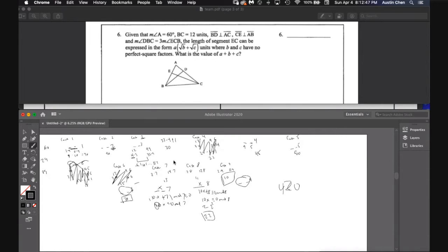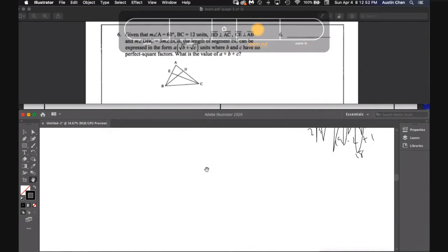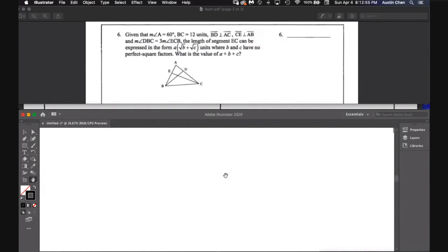Next problem, number 6. Given that measure A is 60 degrees, BC is 12 units, BD is perpendicular to AC, CE is perpendicular to AB, and the measure of DBC is 3 times the measure of ECB. The length of segment EC can be expressed in the form A times root B plus root C units, where B and C have no perfect square factors. What is the value of A plus B plus C?